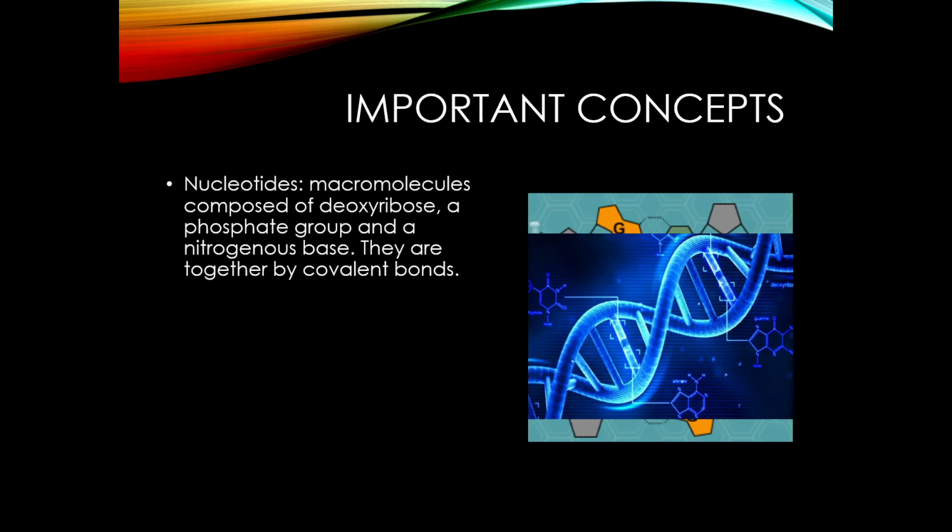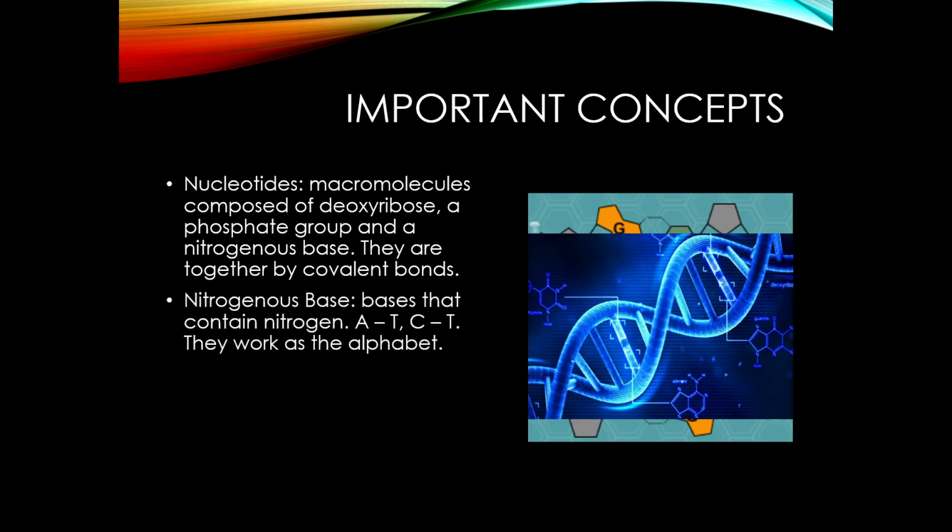We have nucleotides, macromolecules composed of deoxyribose, a phosphate group, and a nitrogenous base. They are held together by covalent bonds. This is the first concept that we need to analyze, and it's very important because it's part of the DNA structure. We also have nitrogenous bases, which are bases that contain nitrogen. Just like I told you, these bases are the ones that conform DNA, mostly. And these are like the tubes that you can see in the picture in the center of the double helix. Those tubes are the paired bases.